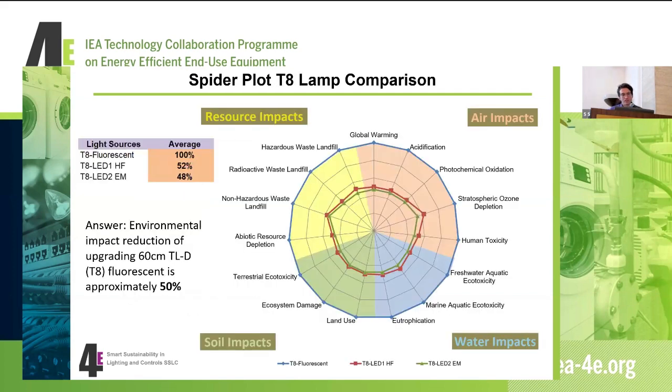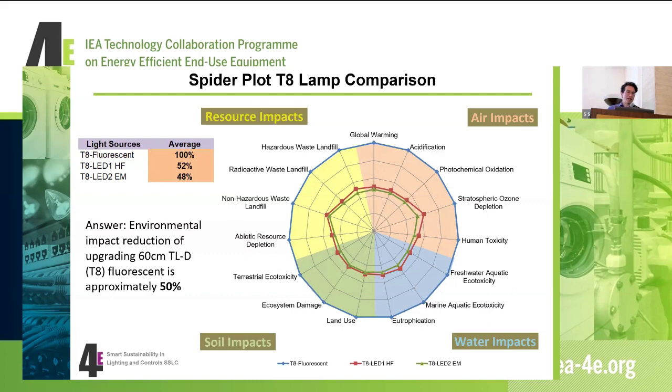And so this is the T8 comparison. So the blue line on the outside of this is the maximum impact, and that's the fluorescent baseline. That's the T8 fluorescent. And then you look at the T5 high frequency and the T8 high frequency and the T8 electromagnetic. And you see they both have come in about half the distance from the outside of the circle to the center.